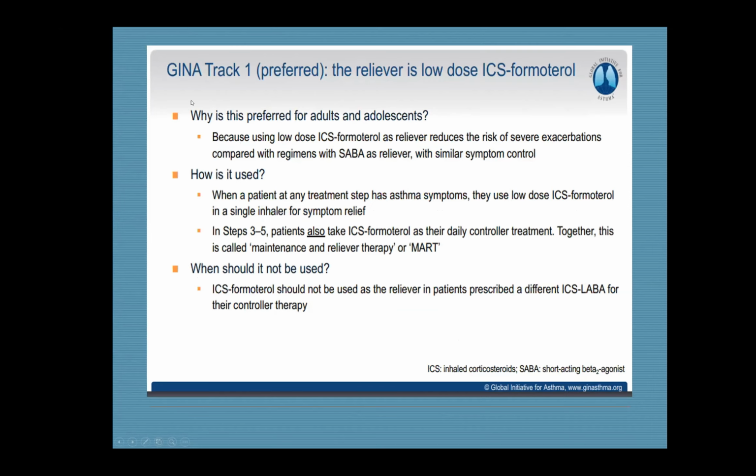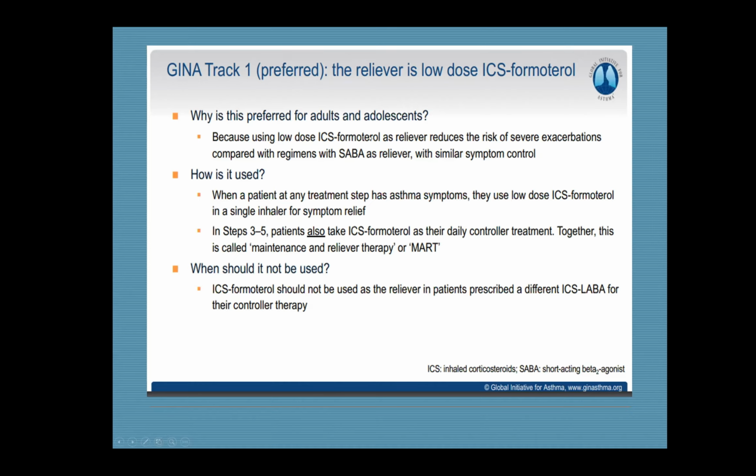And as you know, what they did was they decided that they would use the reliever low-dose inhaled corticosteroid formoterol. So why is this preferred? Because using low-dose inhaled corticosteroid formoterol as a reliever reduced the risk of severe exacerbations compared with regimens that had just a short-acting beta agonist as a reliever, with similar symptom control. So you had fewer exacerbations if when you got inflamed enough to be wheezing, you got that inhaled corticosteroid in there, as well as a beta agonist, which was both rapid of onset and long-acting.